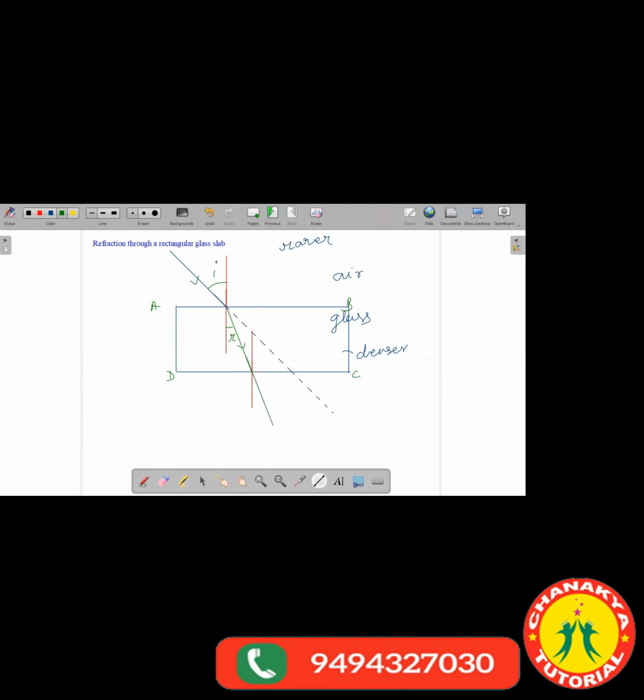See, this was going like this. It was supposed to go like this, outside this, something like this. But now the ray of light will bend away from the normal. So it will bend a little bit away from the normal, and its bending will be like this. You will observe here the refracted final emergent ray.